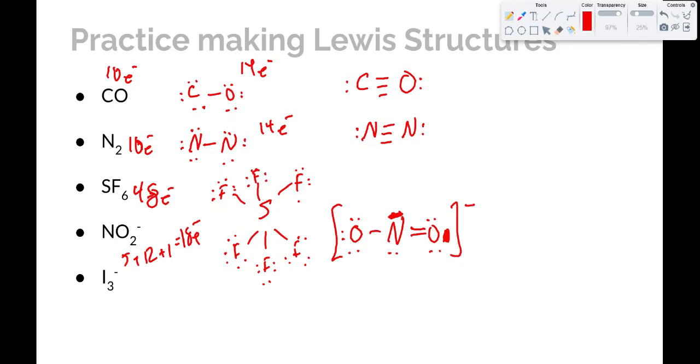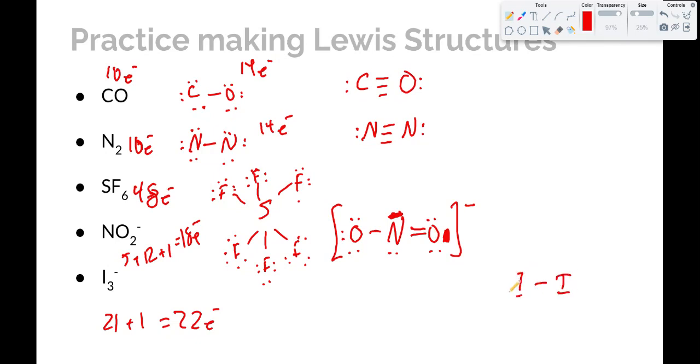Last one, I3 minus. Iodine is a halogen, and there's 3 of them, so that's 21 electrons, plus another one, because it's a 1 minus charge, that ends up giving you 22 electrons. Here's just a little pointer. If you are counting your electrons and you end up with an odd number, you probably missed something because they're almost always even numbers.